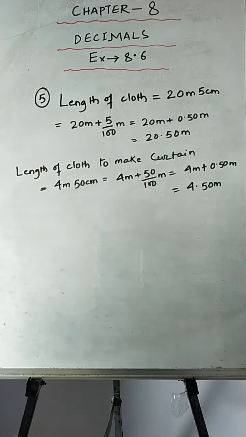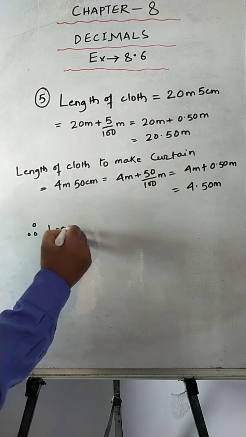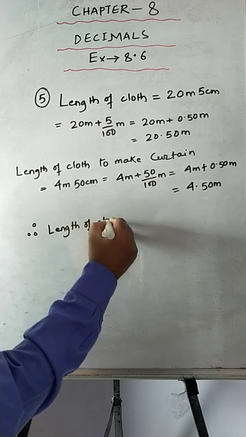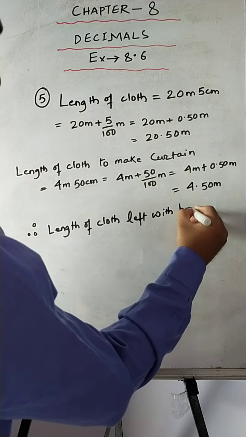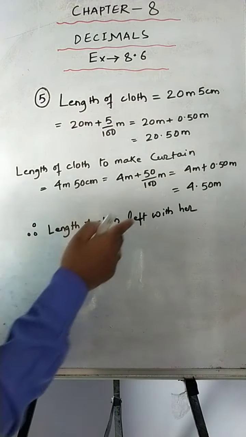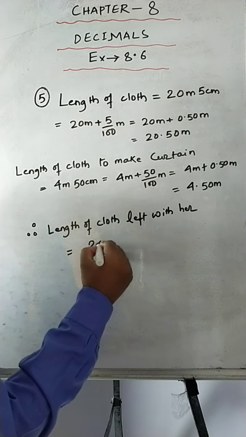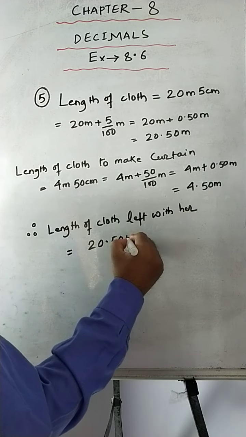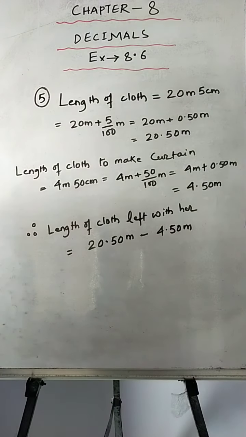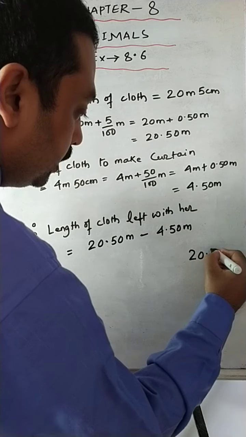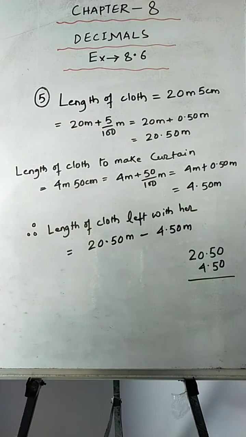Now finally what you have to answer, the length of cloth left with her. Therefore, length of cloth left with her, and that would be what? What we have to do? We have to subtract the length of curtain from the total length of cloth. That is 20.50 meter minus 4.50 meter, isn't it? So you have to do the rough work. That is 20.50, 4.50. Okay, so what would be your answer?